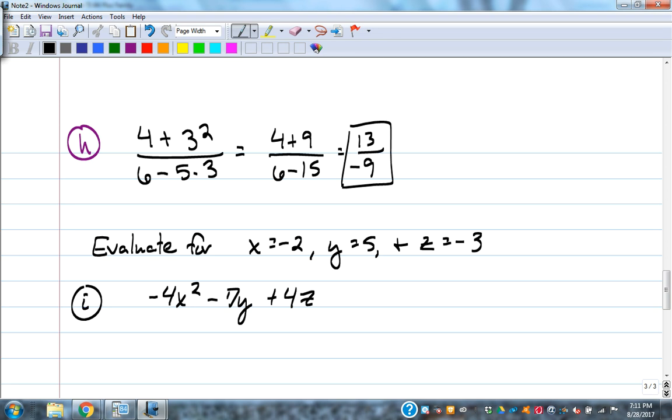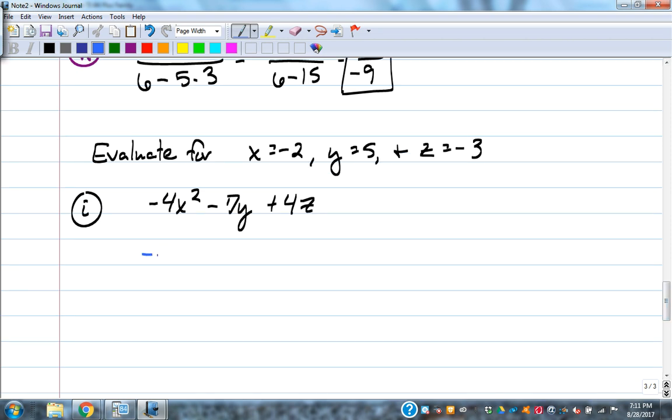Something with an x, a y, and a z. We know what the numbers are for those. So what do we do with them? Just plug them in, replace, substitute, and work it out. -4 times -2 squared, 7 times 5.